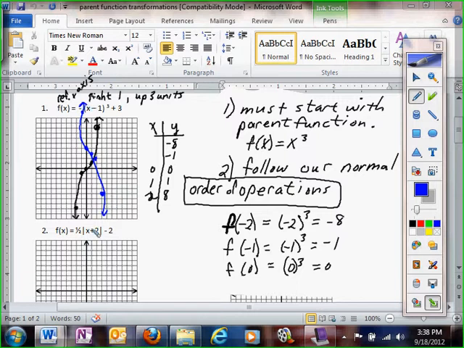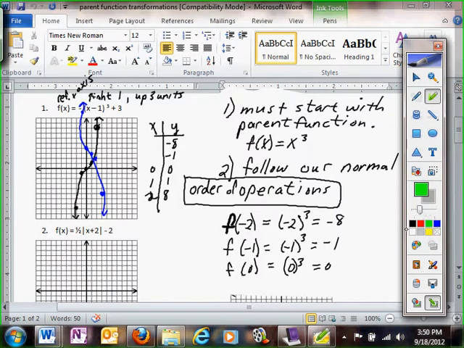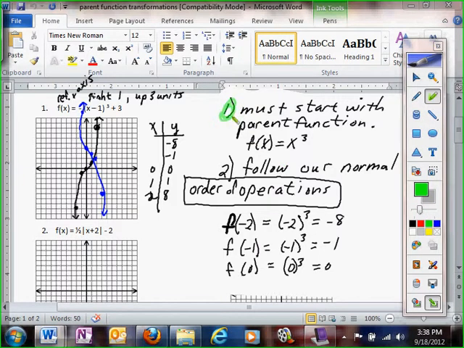And the blue would be my answer. You could choose either one of those methods that you prefer. The critical points are, make sure that first you must start with the parent function. You have to find the appropriate parent function, and it's going to look like this. It's the main version of whatever you have. Next thing is you want to follow the order of operations.